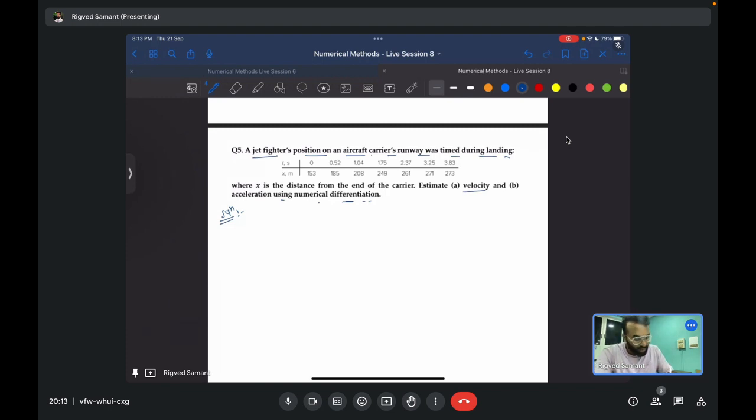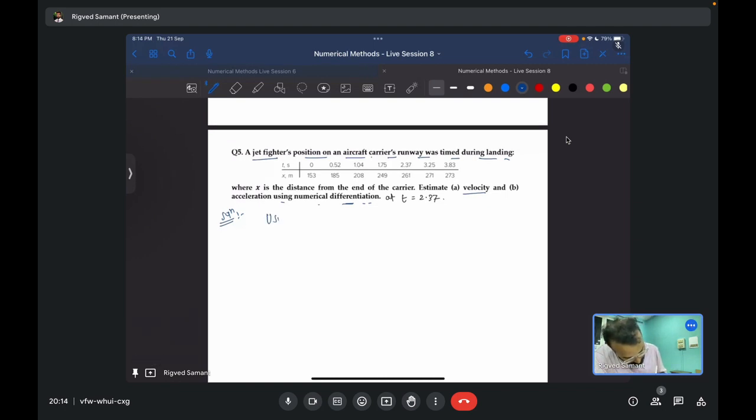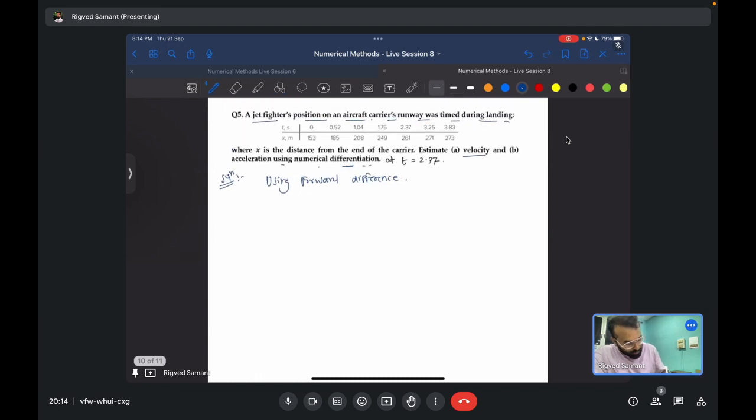Oh, I forgot to tell you where. It is asking you to do it at t is equal to 2.37. Okay. Since the time step size is different, I'm using forward difference.